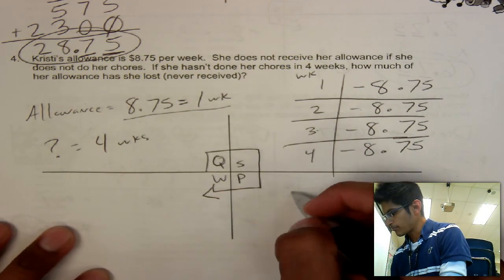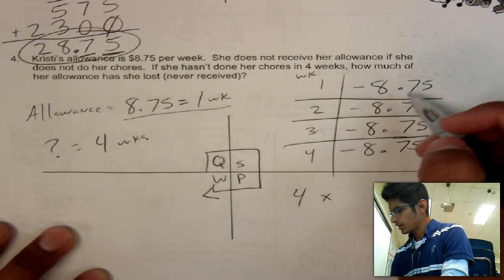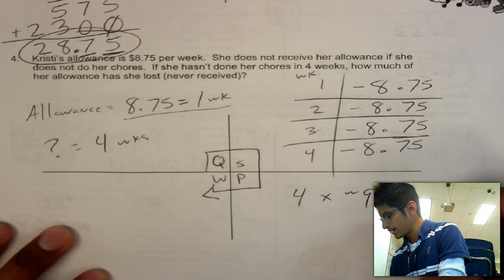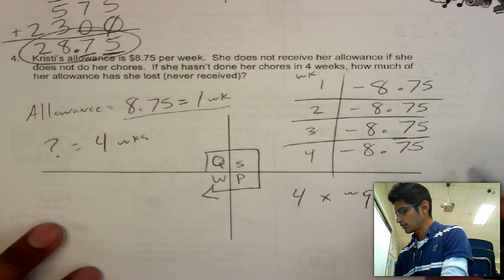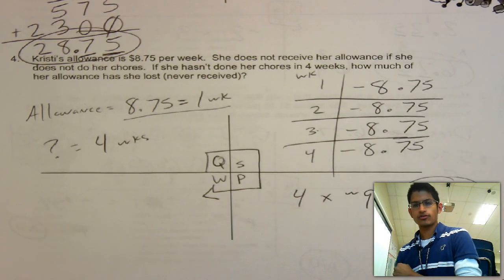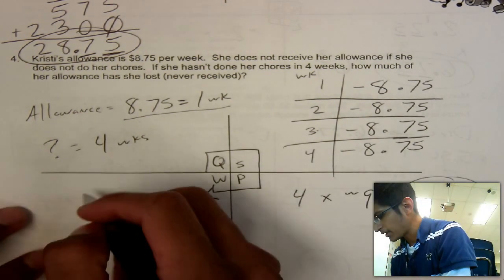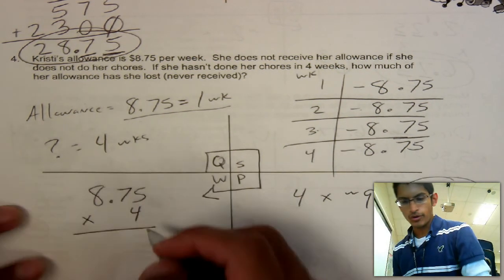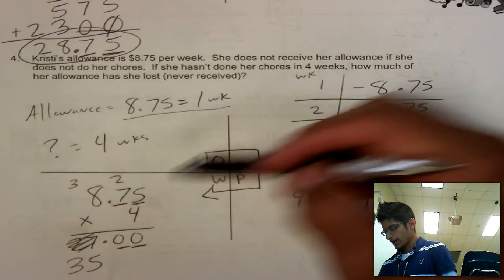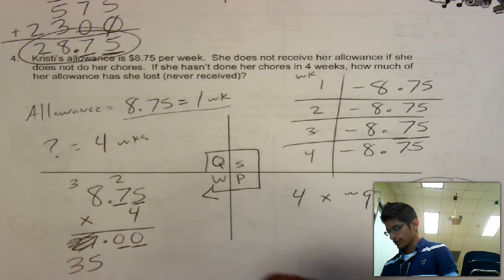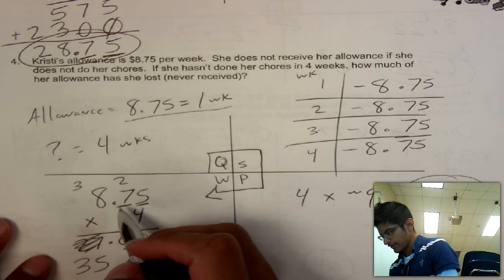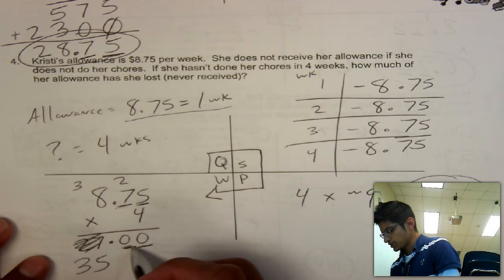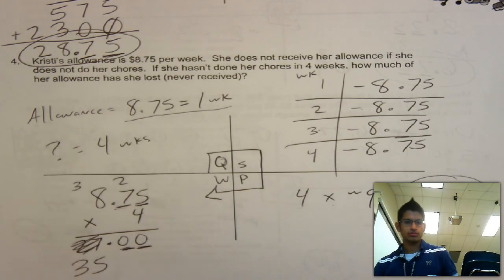So I'm going to multiply for my prediction 4 times, let's round 875 to say that's about $9. And so my answer should be around 36. So she's going to lose about $36. To solve my answer, I'm going to multiply 875 times 4. All right, so then the last step is to multiply $8.75 times 4. And you have 2 decimals in your factors, so be sure to put 2 decimals in your product, 2 digits behind the decimal in your product, and your answer should be $35.